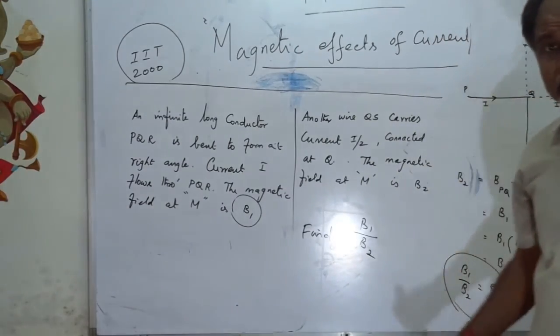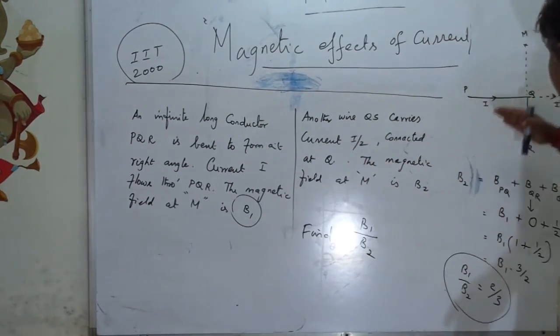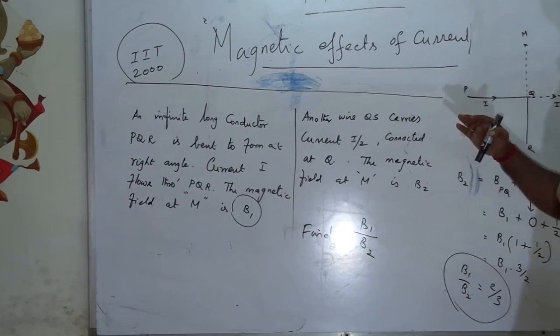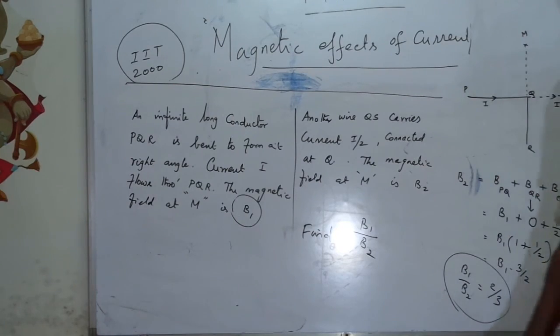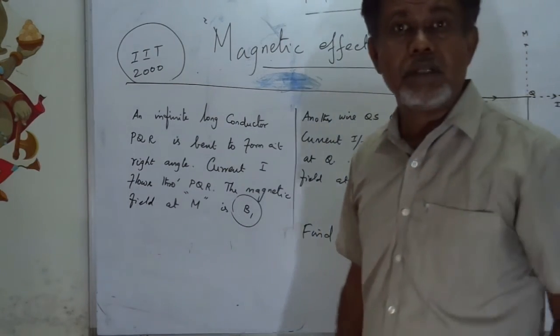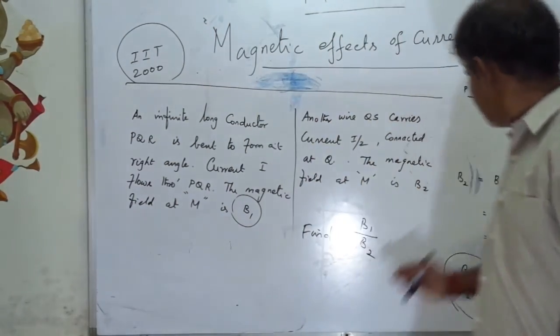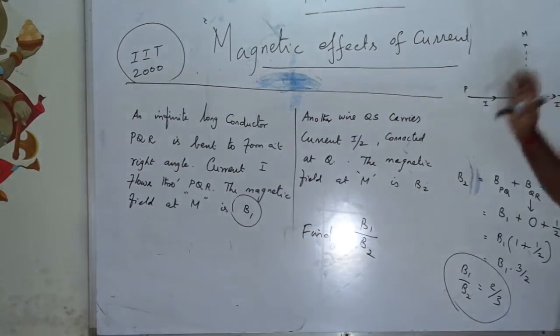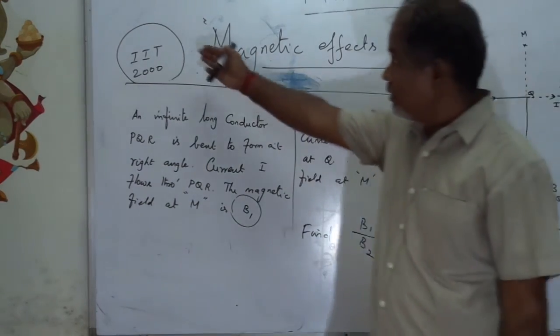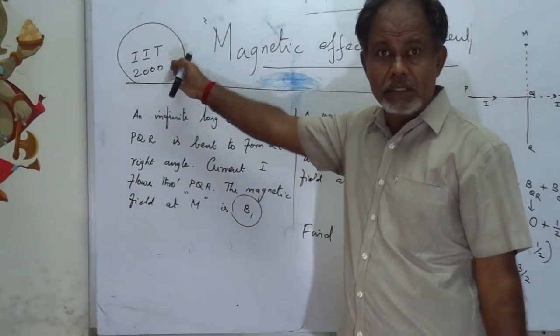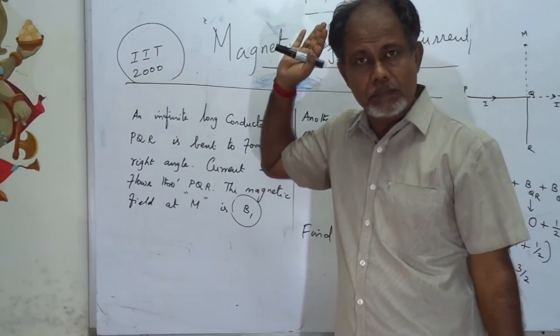But we can derive this with the help of the formula. It is a little bit difficult and will take five steps, but here within two steps we can find it easily. This question was asked in IIT 2000. It's a very important problem.